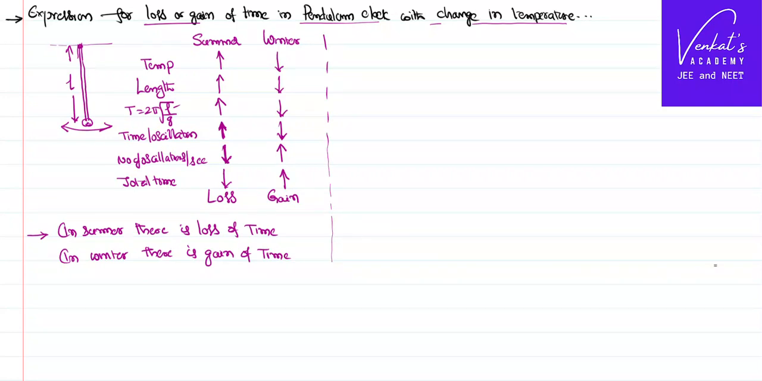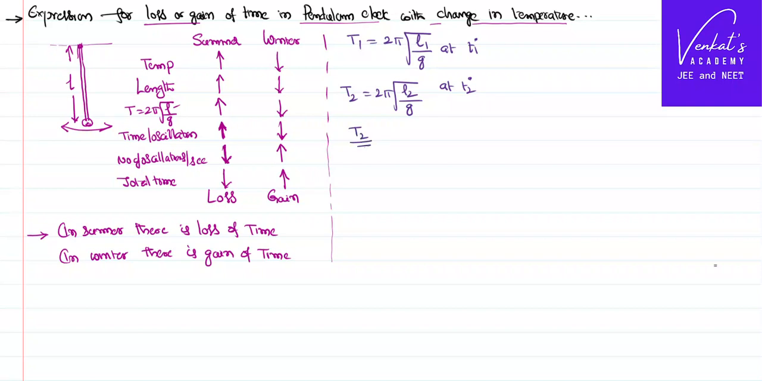Now we want to proceed further and find out how much loss or how much gain there is. I want to derive a mathematical equation for that. That's very simple. The time period of a simple pendulum is 2 pi into root of L1 by g at initial temperature T1 degree centigrade. As you increase the temperature to T2, the time period also changes: 2 pi remains the same, length changes and gravity remains the same.